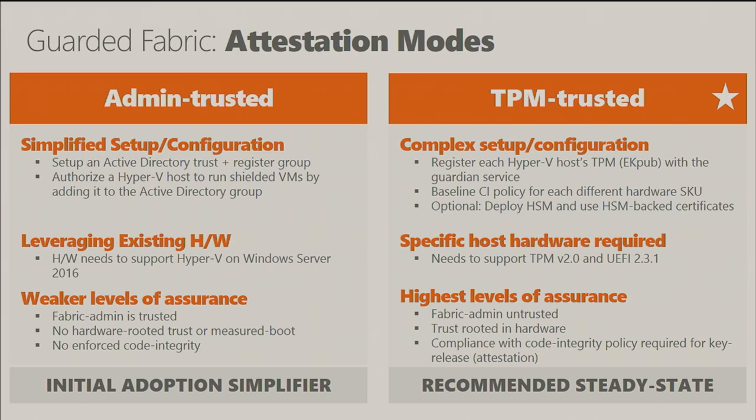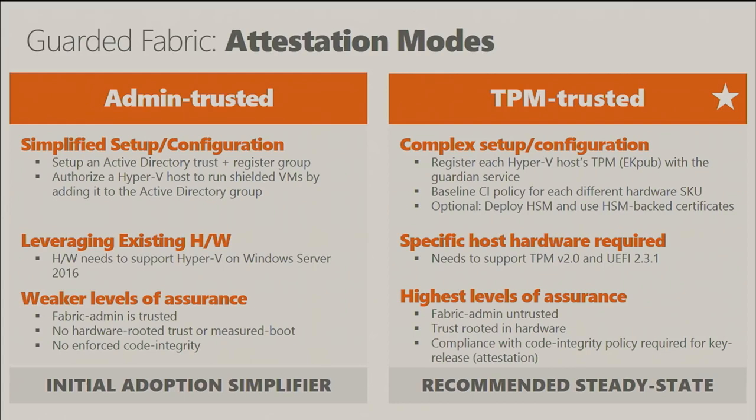So I mentioned earlier two attestation modes, admin trusted and TPM trusted. Admin trusted is about initial adoption simplification. Any of you now that run fabrics with at least 2012 R2 Hyper-V would be able to upgrade to Server 2016 datacenter almost without fail, and you would be able to build a guarded fabric. And you could run in admin trusted mode.